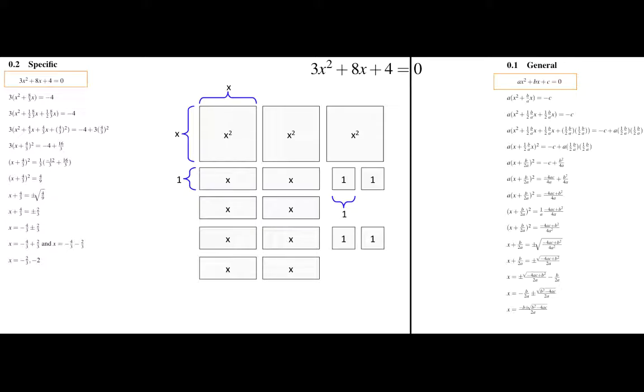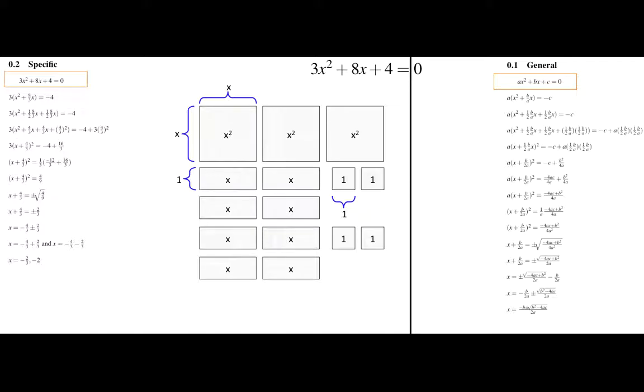So you see that we have 3x squared plus 8x plus 4 equals 0. So on the left side of that vertical dark line, we have 3 squares that are x by x. So when we have x by x, that means our area is x squared. So we have 3 squares of area x squared, so that's our 3x squared.